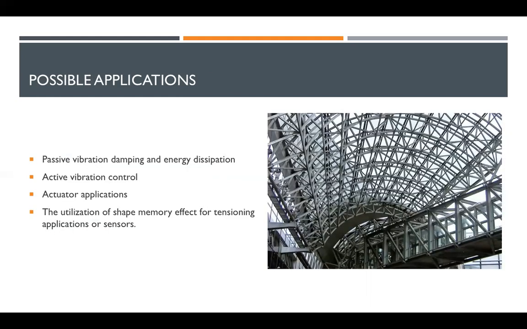Possible applications of shape memory materials in civil engineering are passive vibration damping and energy dissipation, active vibration control, actuator applications, and utilization of the shape memory effect for tensioning applications or sensors. Passive energy dissipation and active control represent two new innovative technologies for protection of structures under environmental loads. These technologies are being applied for the design of new structures or to retrofit existing structures against wind, earthquakes, and other external loads.